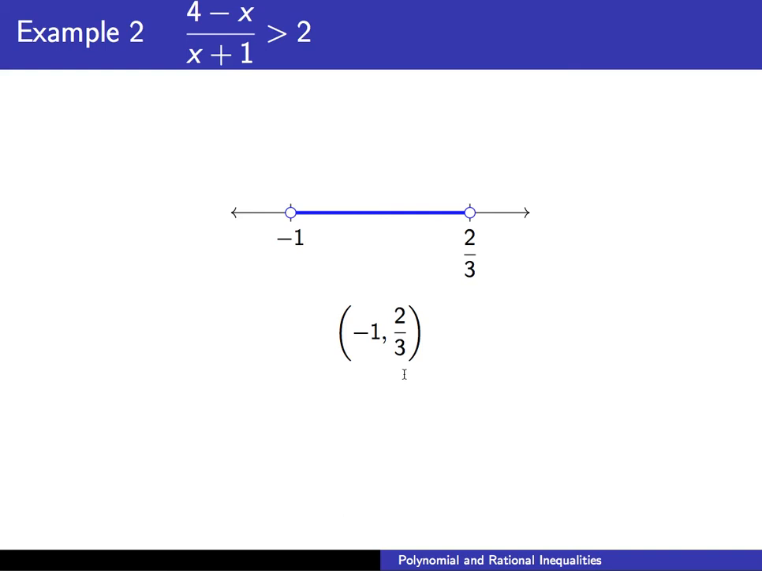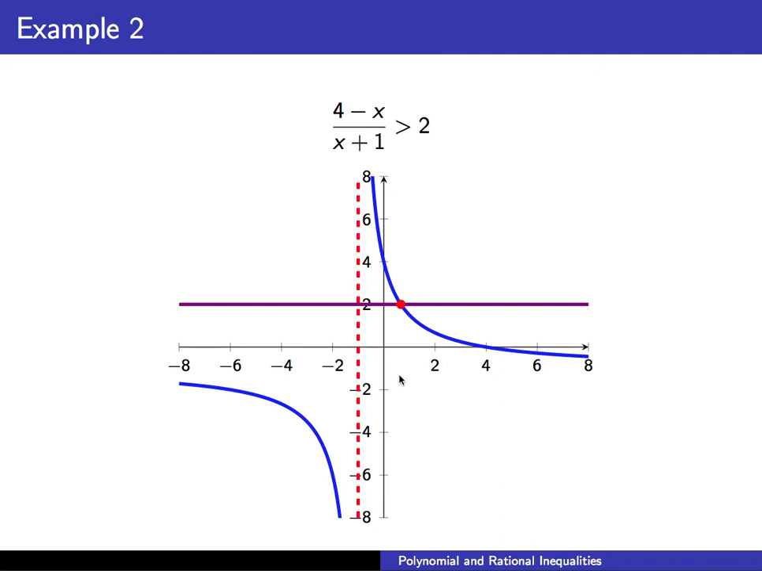Looking at a visual interpretation of this, our original problem was 4 minus x over x plus 1 greater than 2. So in blue, we have the graph of that rational function. In purple is the graph of y equals 2. And what the original problem is asking us is, where is the graph on the left above the graph on the right? So it's above the graph on the right-hand side when our values of x are between negative 1 and positive 2/3. So here, this piece of the graph in blue is the only part of our graph that is above the line y equals 2.